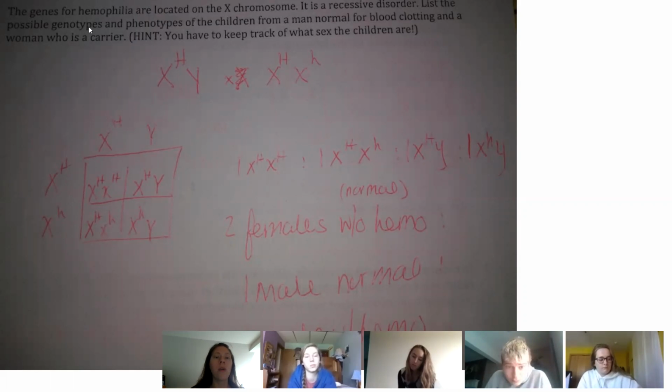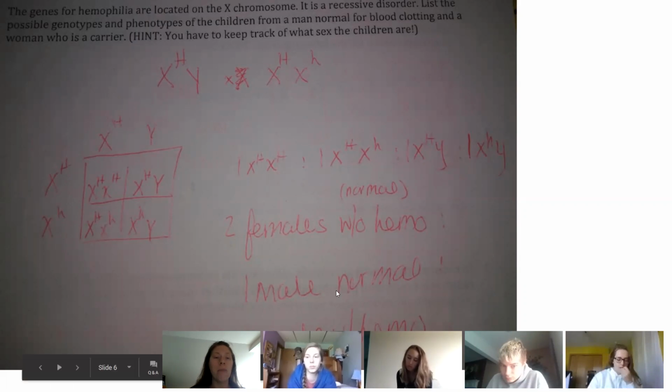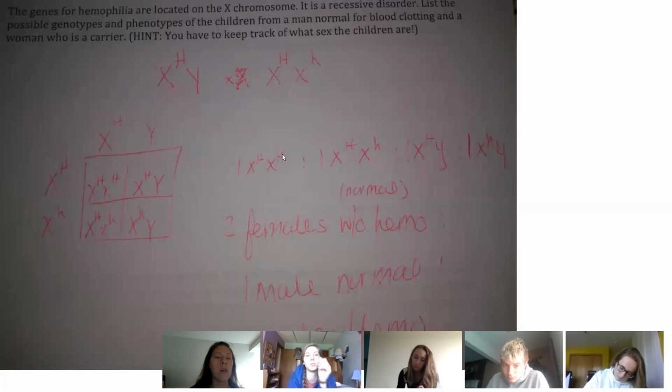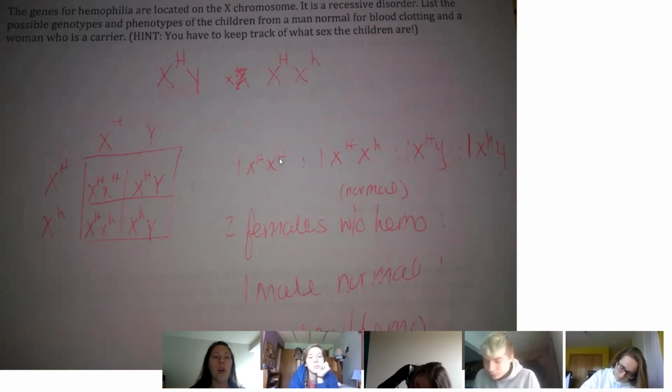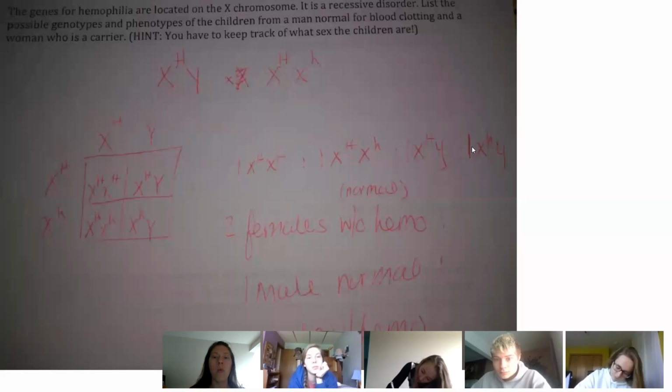It didn't say give the percentages of how many males, how many females. So again, if we're going to follow how it asked for the information and write the ratios, I'm going to write my genotype ratios out here. I've got 1 X capital H capital H. So this would be a female without hemophilia, and she's homozygous dominant. I've got 1 female here, X big H, X little h, that is a carrier, she's heterozygous. 1 male, again, that's normal, and 1 male that has hemophilia.